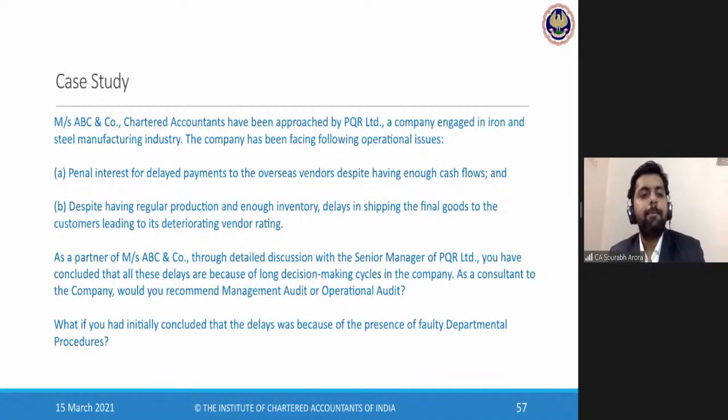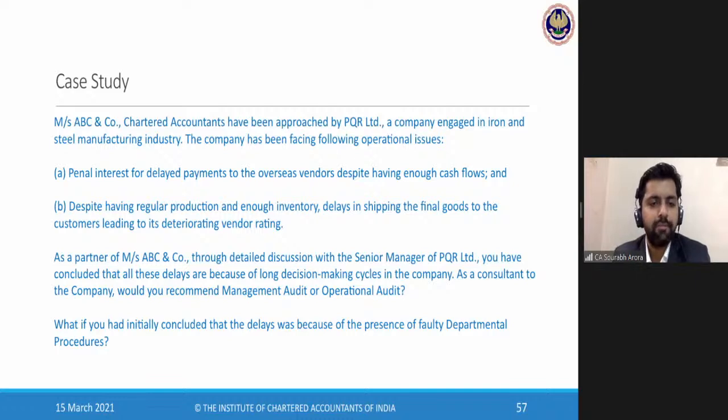So case study: Messrs. ABC and Company, Chartered Accountants, have been approached by PQR Limited, a company engaged in iron and steel manufacturing. The company has been facing the following operational issues. First, penal interest for delayed payment to the overseas vendor despite having enough cash flows. So they have cash flows, but still they are paying penal interest for delayed payment. Second, despite having regular production and enough inventory, delays in shipping the final goods to the customers, leading to a deteriorating vendor rating. So what we can see here is that they have the resources, but they are unable to have a good handle on the operations.